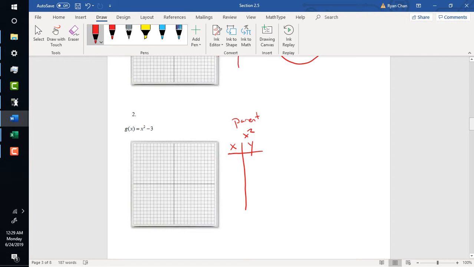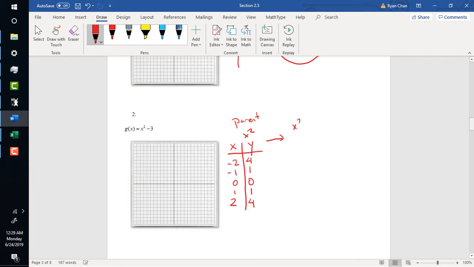Let's talk about what specific points we'll use. I'm going to use these 5 points: -2, -1, 0, 1, 2. -2 squared is 4, -1 squared is 1, 0 squared is 0, 1 squared is 1, 2 squared is 4.